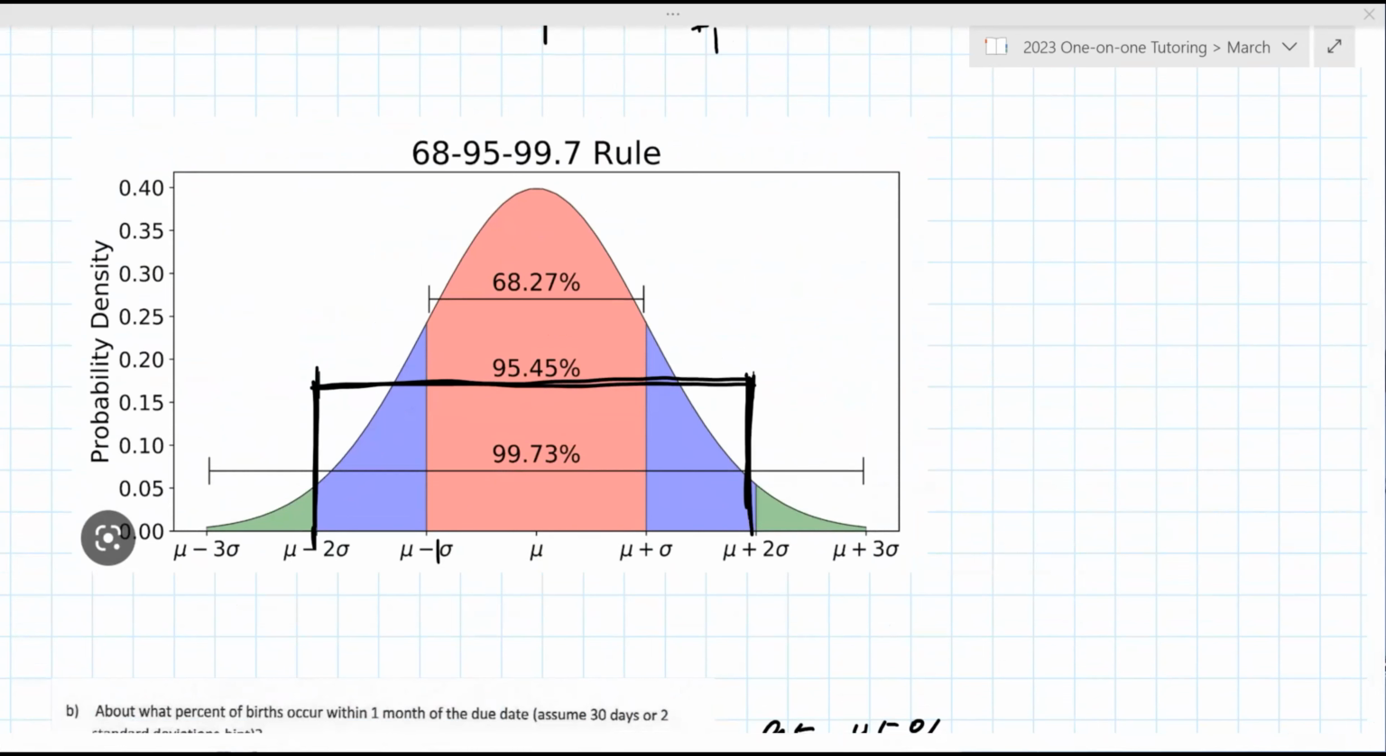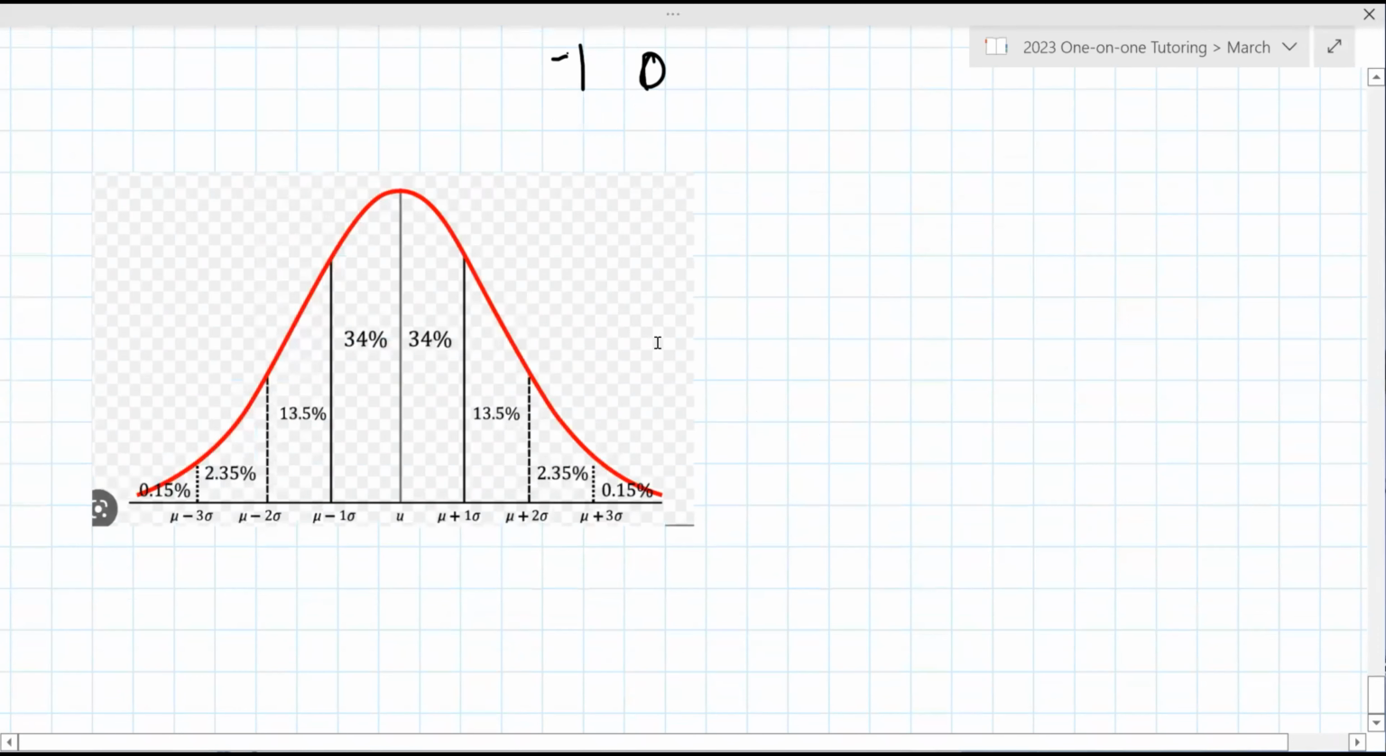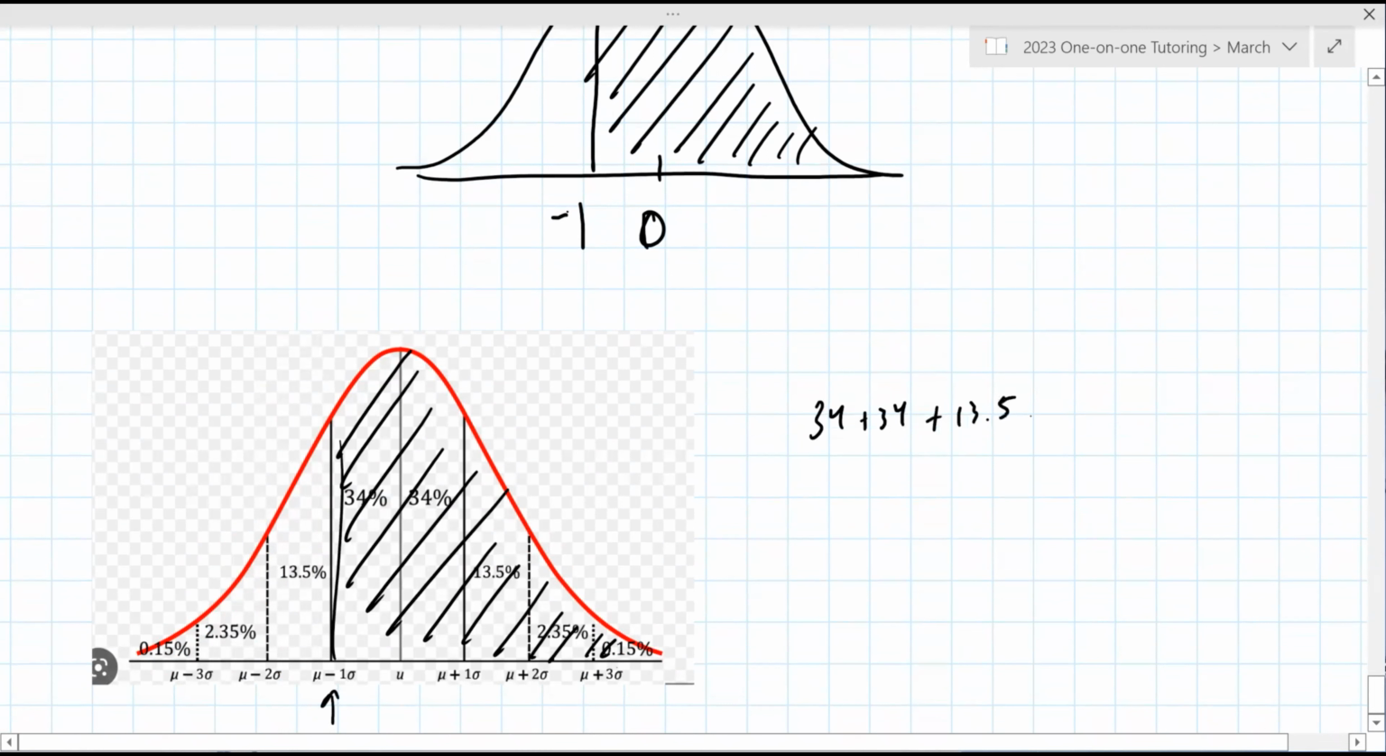So the question goes on to say, is it safe to fly, and other things like that. The answer here is to add up everything to the right of this one standard deviation. So 34 plus 34 plus 13.5 plus 2.35 plus 0.15, and you end up getting 68 plus 2.5, 14, 16, 84%.